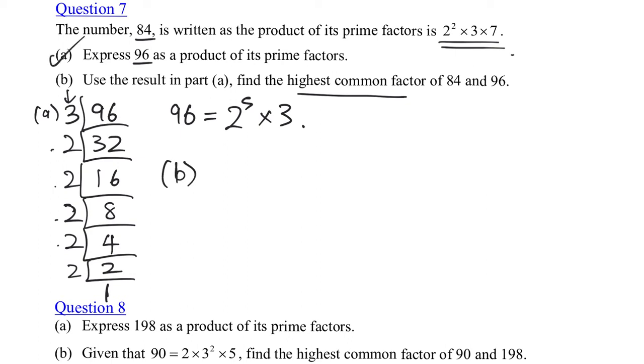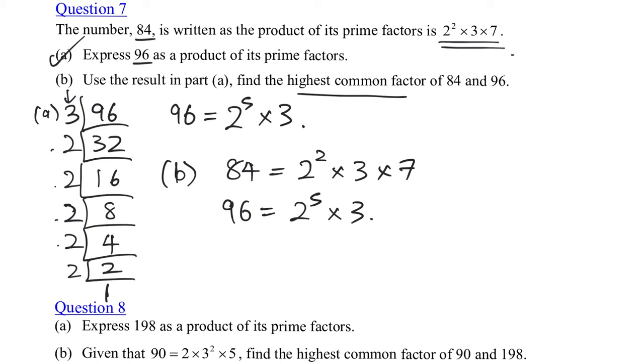Now for part B, 84, I'm just rewriting. 84 is written as 2 squared times 3 times 7, and 96, rewriting it, is 2 power 5 times 3. Notice that I write it according to the prime numbers in columns. Okay, just that in this case I don't have any 7s for the 96, no worries.